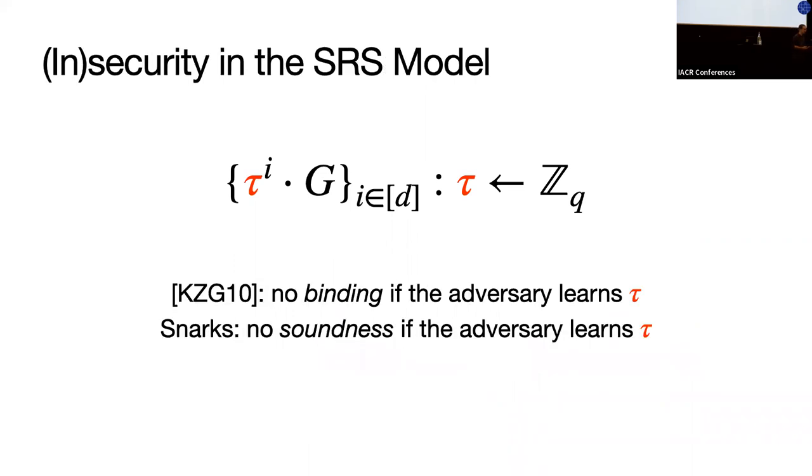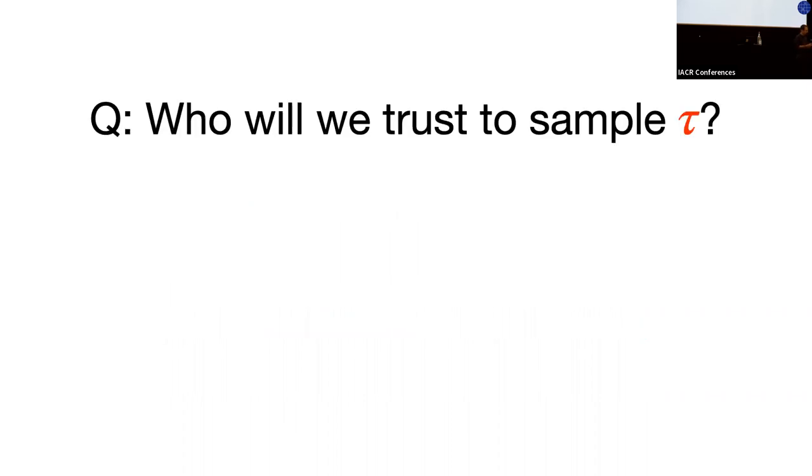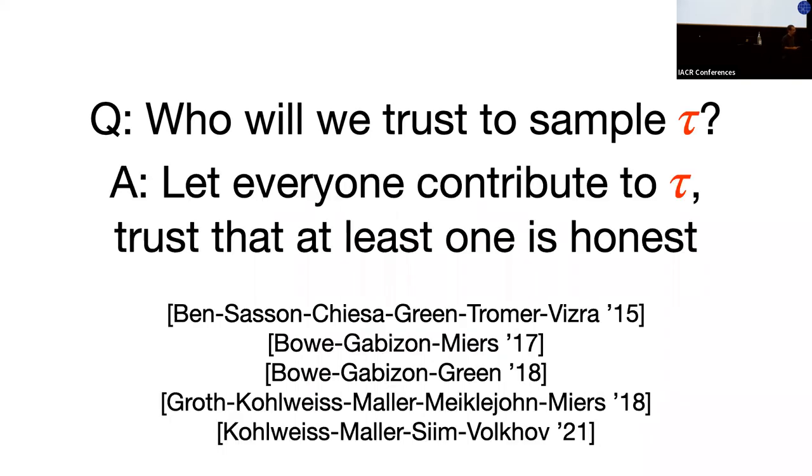On the other hand, if the adversary were to learn tau, the consequences for security are catastrophic. So the KZG10 polynomial commitment scheme has no binding if the adversary learns tau, and all of the SNARKs you saw a moment ago have no soundness if the adversary learns tau. These two facts are in a sort of natural tension, which leads to a question: who will we trust to sample tau? And the answer that the community has come up with is that we will distribute the sampling of the powers of tau among absolutely as many people as we possibly can, and in such a way that so long as at least one of them is honest, tau will remain hidden.